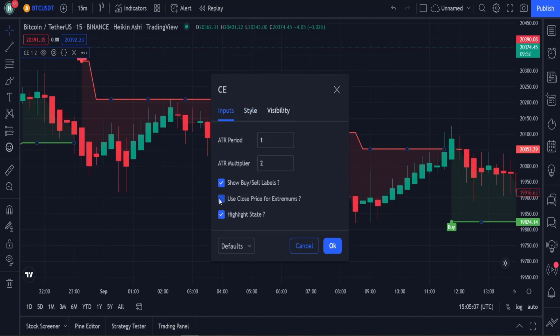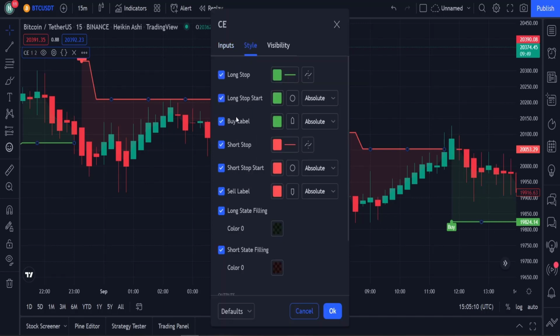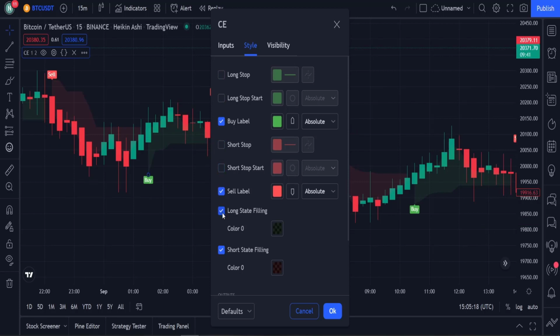Then in style, we'll make some changes. There's a lot of stuff going on over here, so the only thing that we're going to keep checked is the buy label and the sell label. We're going to uncheck everything else. We don't need to change anything else for this indicator.